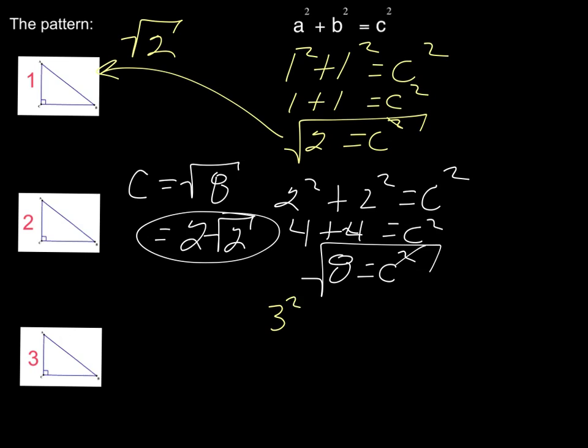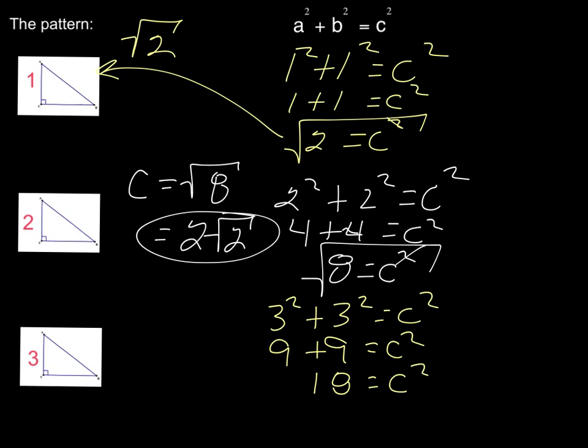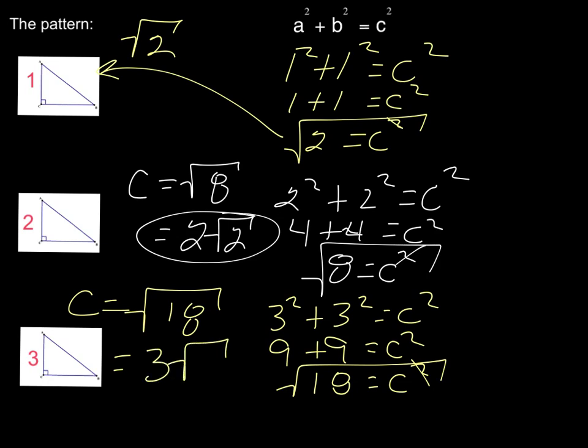So we'd have 3 squared plus 3 squared equals c squared, which gives us 9 plus 9 equals c squared, which gives us 18 equals c squared, which again we would have the square root of 18, because we take the square root of it, get rid of that, that equals our c. But again, if we simplify that down, what we're going to get is 3 times the square root of 2 for our answer.